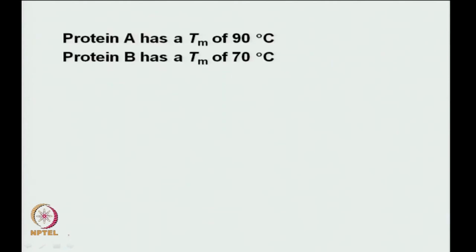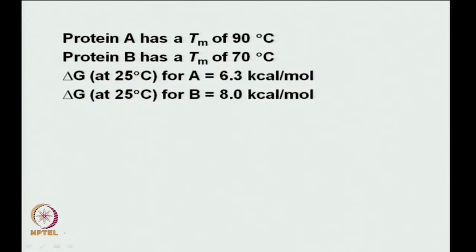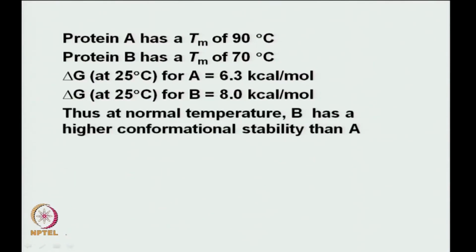Now, let me give you the data. Protein A has a Tm of 90 degrees, protein B has a Tm of 70 degrees Celsius. Okay. Delta G at 25 degrees Celsius, which is the ambient temperature, for A is 6.3 kilocalories per mole, for B it is 8 kilocalories per mole. This is what we just discussed. Thus, at normal temperature B has a higher conformational stability than A. At normal temperature, remember.